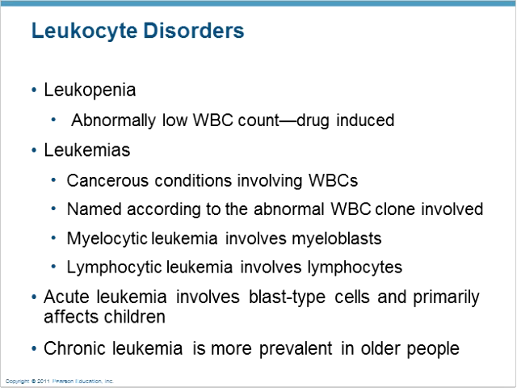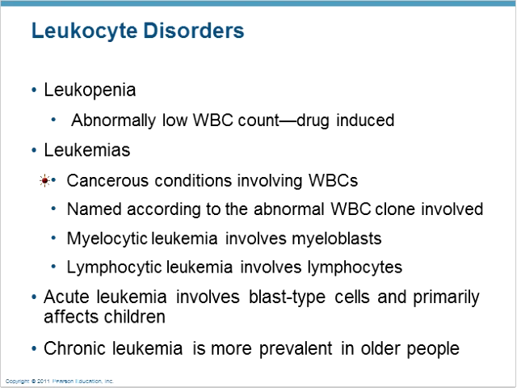We also have leukocyte disorders, and that includes leukopenia. Penia means abnormally low. So leukopenia is abnormally low white cells. That can be drug-induced, or drugs that actually reduce the number of white cells. We also can have leukemias, which is an abnormally high number of white blood cells. Cancerous conditions involving the white blood cells can cause leukemias.